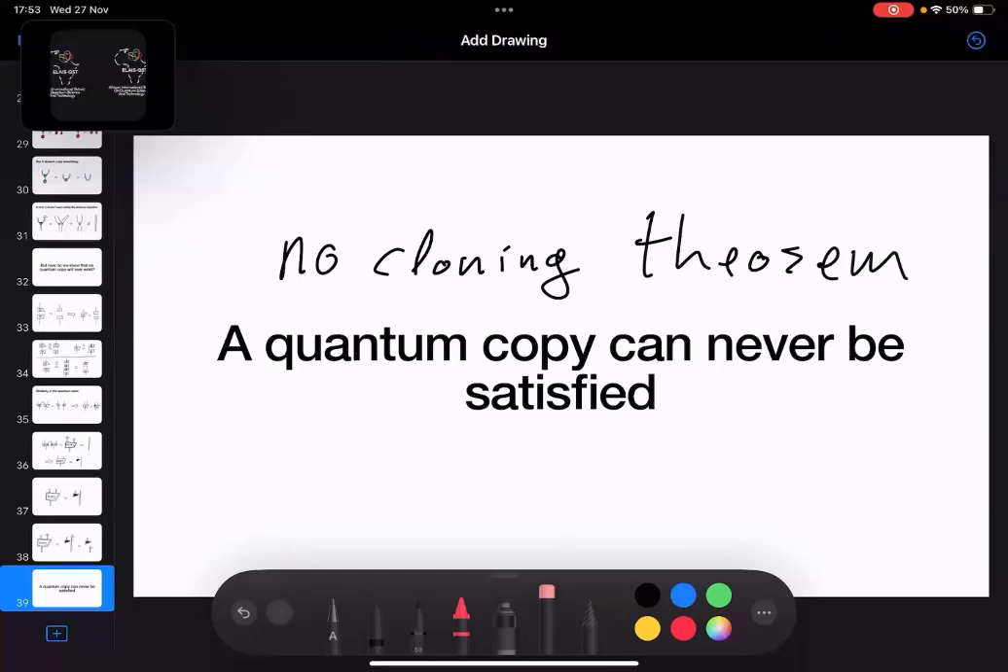Oh yeah, my R is very weird, and then I always forget to change it when people see it. No cloning theorem.